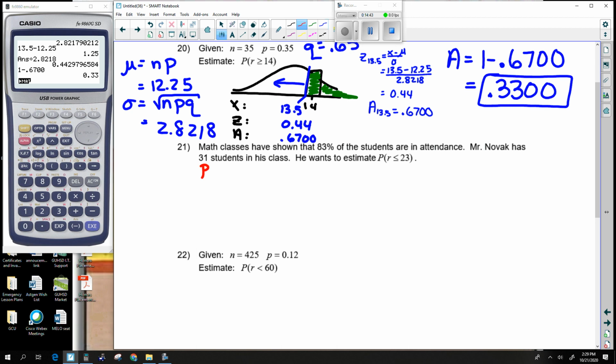Math class has shown that 83% of the students are in attendance. Mr. Novak has 31 students in his class and wants to know that the number of students in attendance is less than or equal to 23.